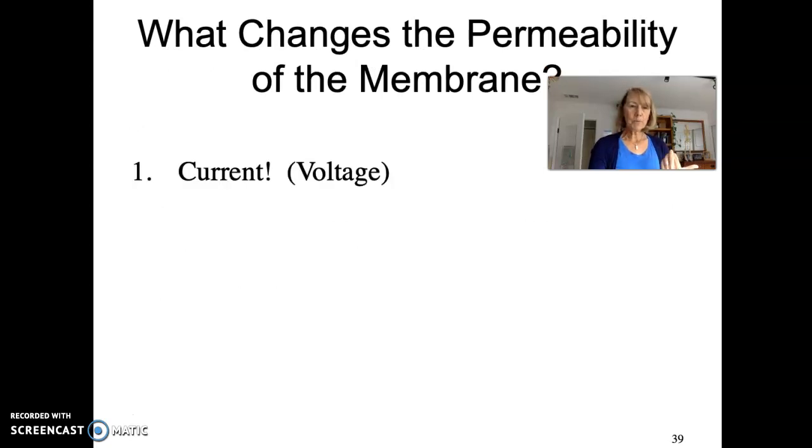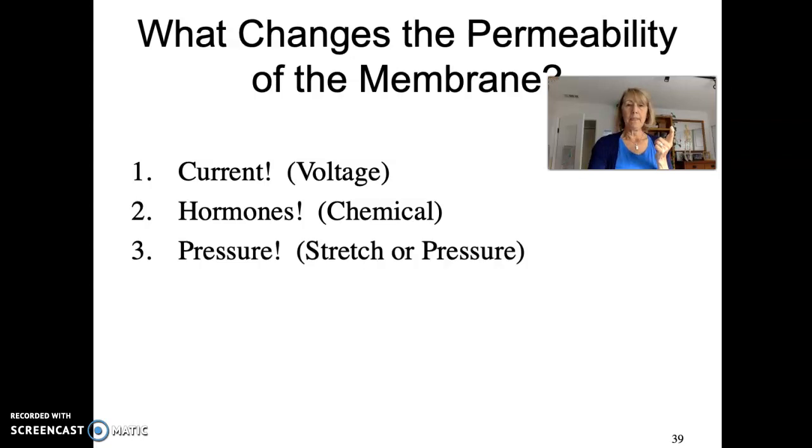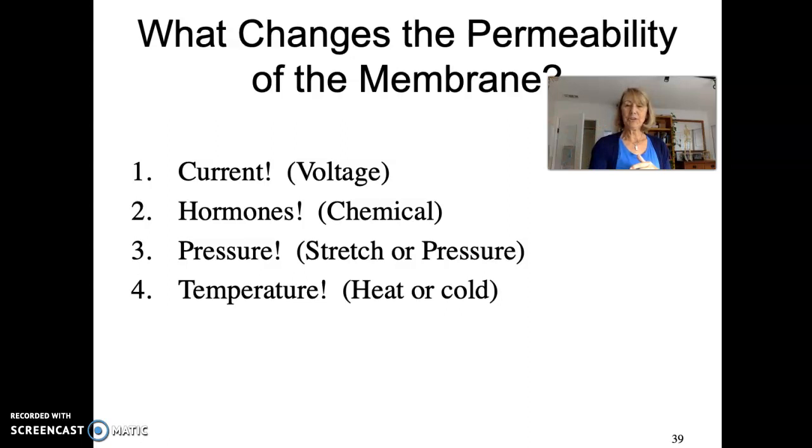So what changes the permeability of the membrane? Current, voltage, hormones, that would be chemical, stretch or pressure, just touching something is going to distort it and open a channel, heat or cold, and I'll repeat that over again in one of the future slides. So all that to tell you about those two master players, which are sodium and potassium. Okay, thanks guys.